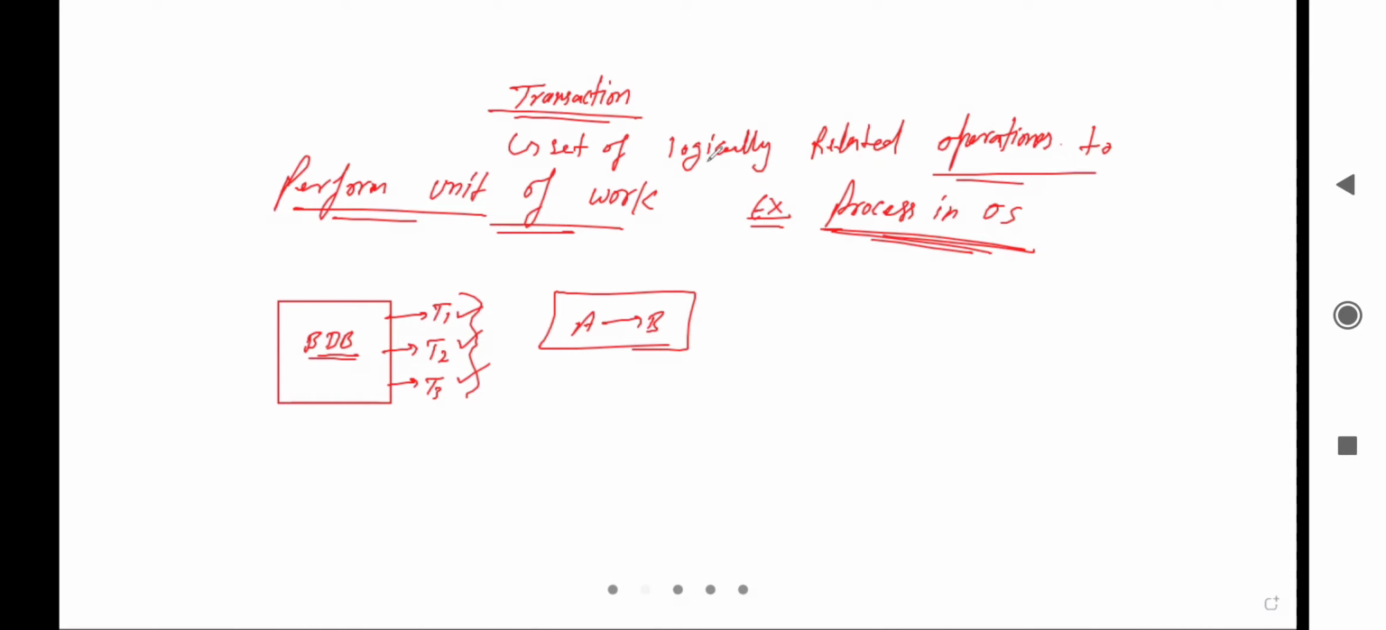Now assume that A contains 100 rupees and B containing 200 rupees, right? In that case, we want to transfer 50 rupees from A to B. Now here the amount is 50 and here the amount is 250 after performing this transaction. Okay, so here there may be the operations like, just a minute.